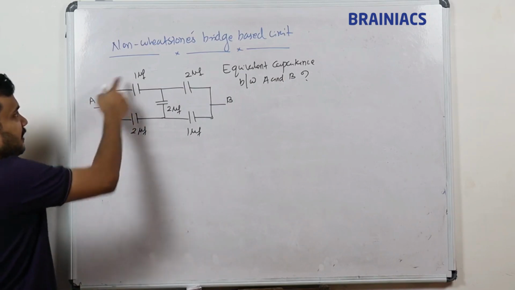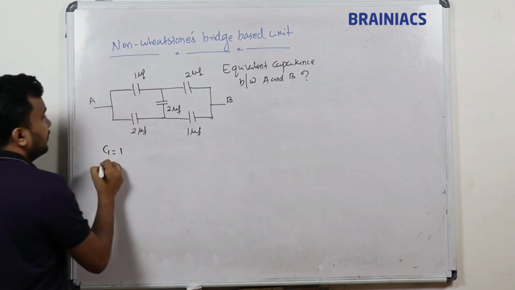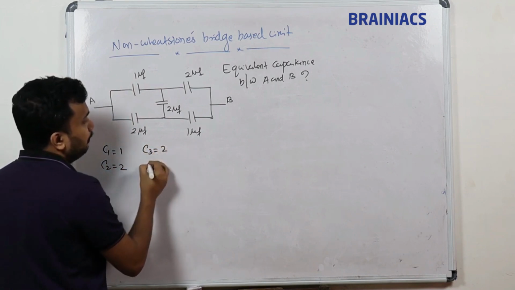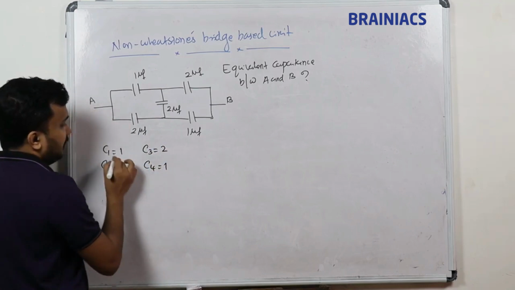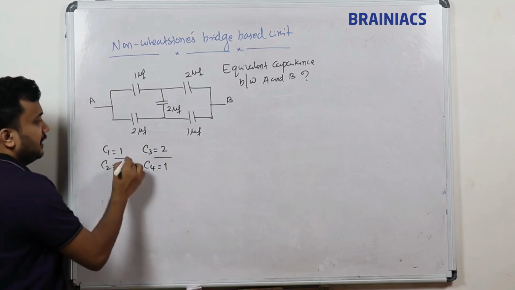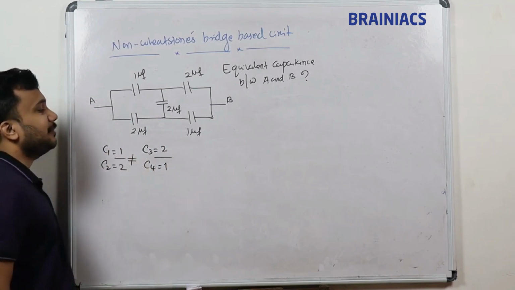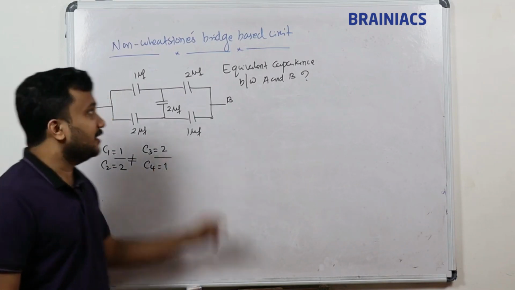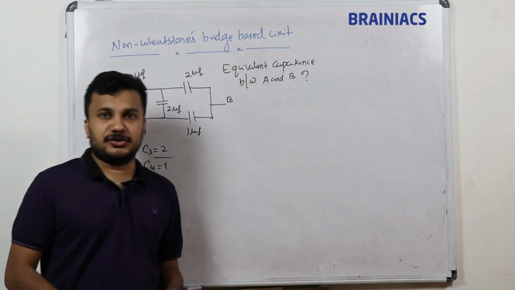Okay, so now you see C1 is how much? 1. C2 is how much? 2 microfarad. I am not writing it now. C3 is equal to 2 and C4 will be equal to 1. The ratio C1 by C2 is not equal to C3 by C4. 1 by 2 is not equal to 2 by 1. Then that is an example of a non-Wheatstone's bridge circuit.